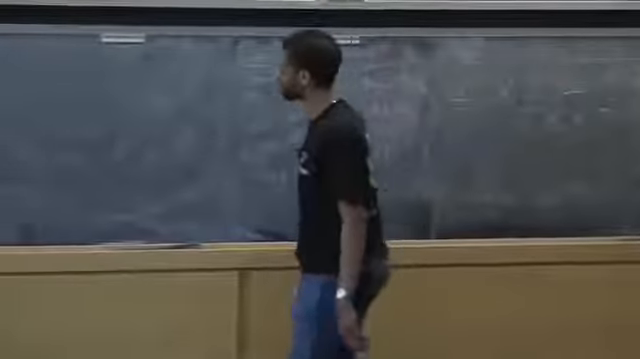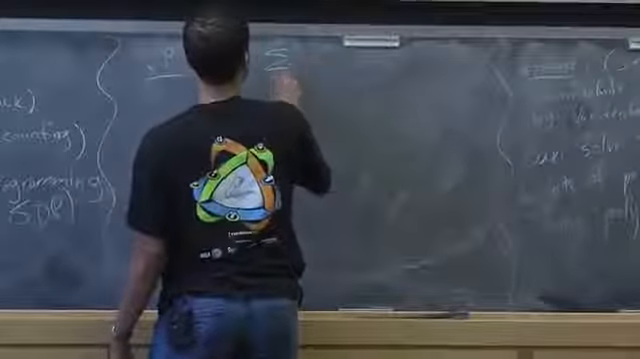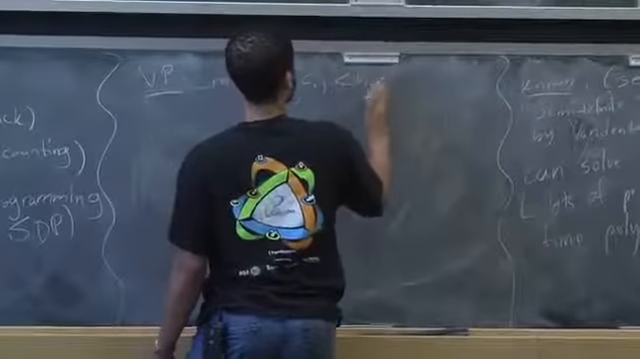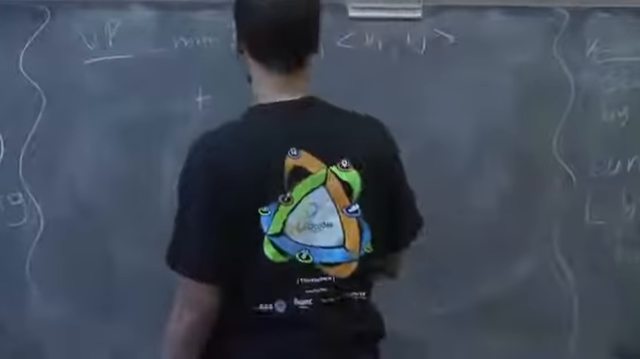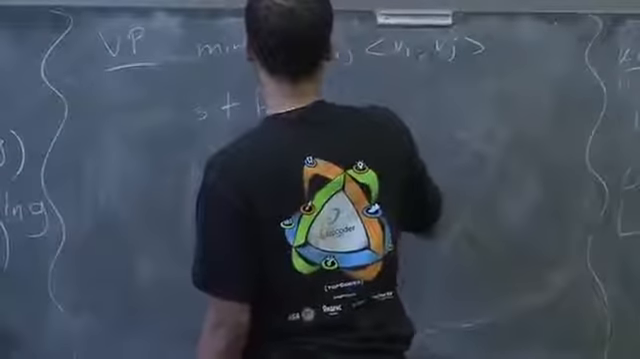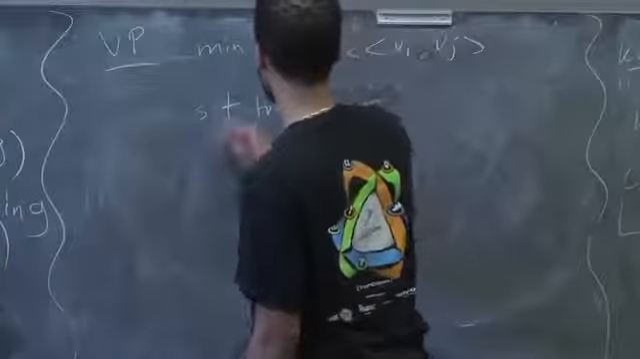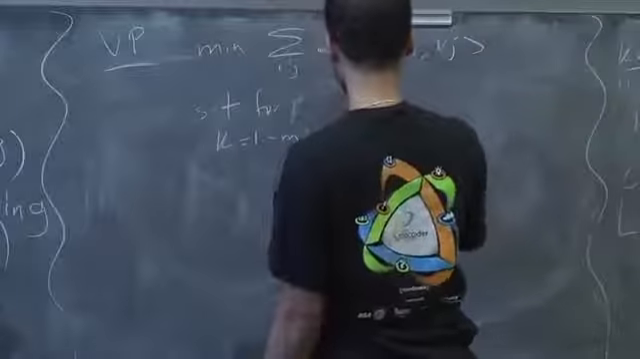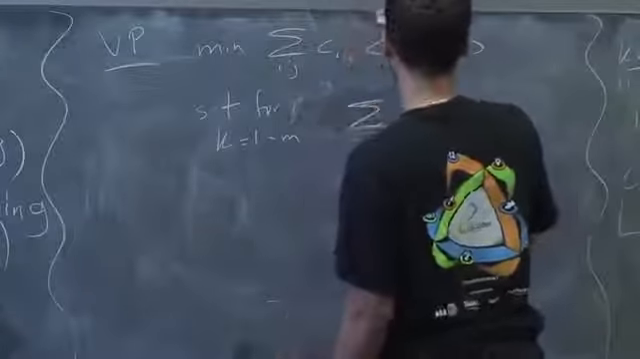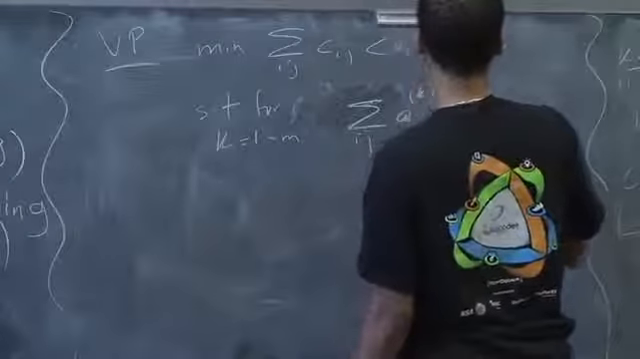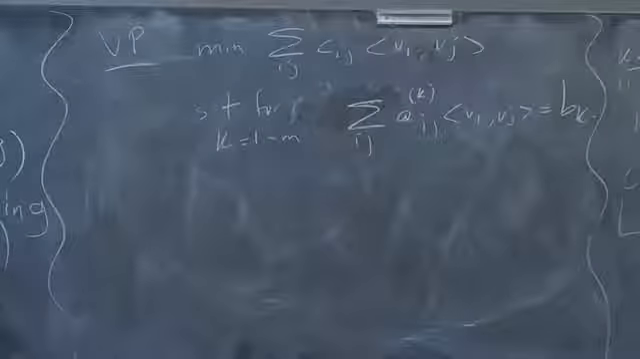So VP says minimize the sum over ij of Cij vi dot vj, such that for k going from 1 up to m, the sum over ij of ak ij vi dot vj should equal bk. That's what vector programming looks like.